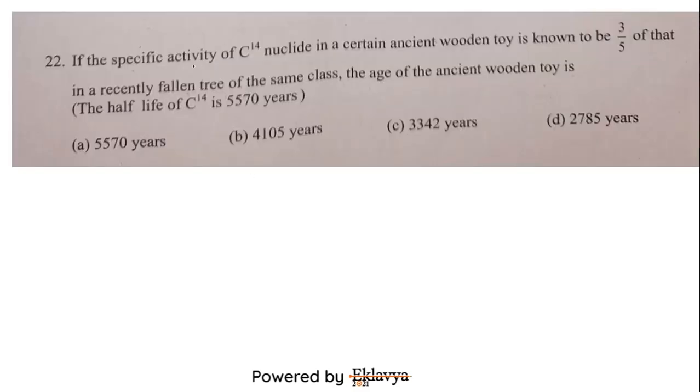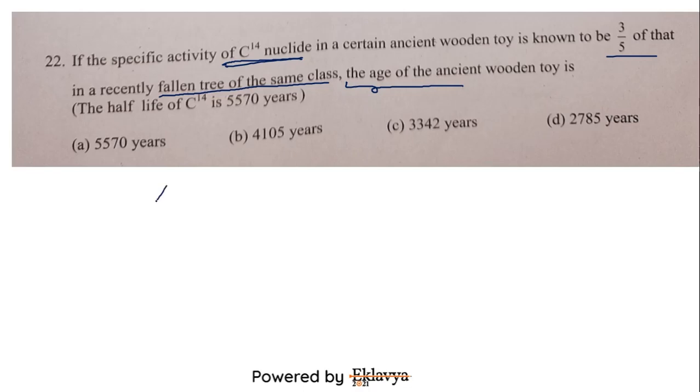So in this question, the specific activity of C14 is given in an ancient wooden toy, and it is 3 by 5 times that of a recently fallen tree. The assumption is that when the tree was cut to make the wooden toy, at that time the tree had the same activity as this recently fallen tree has today. So in that wooden toy, the concentration of C14 will fall with passage of time. So we are going to rely on that to estimate the age of the wooden toy.